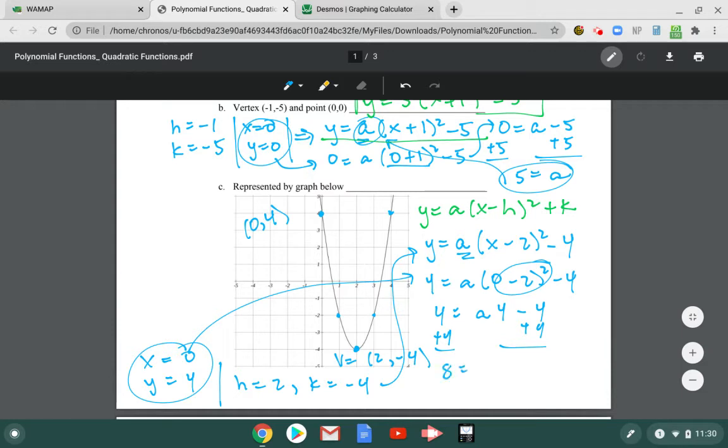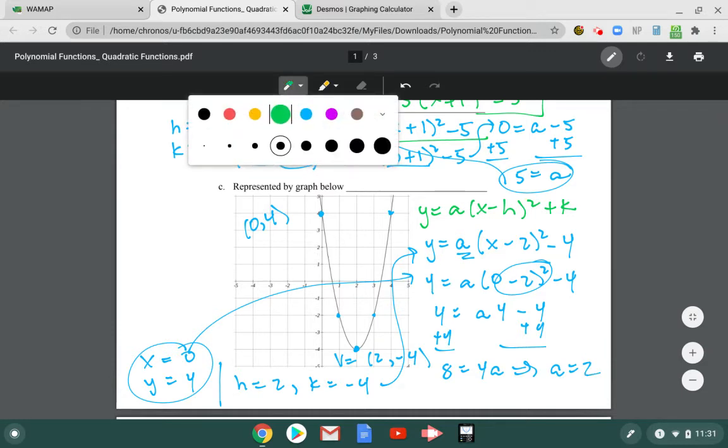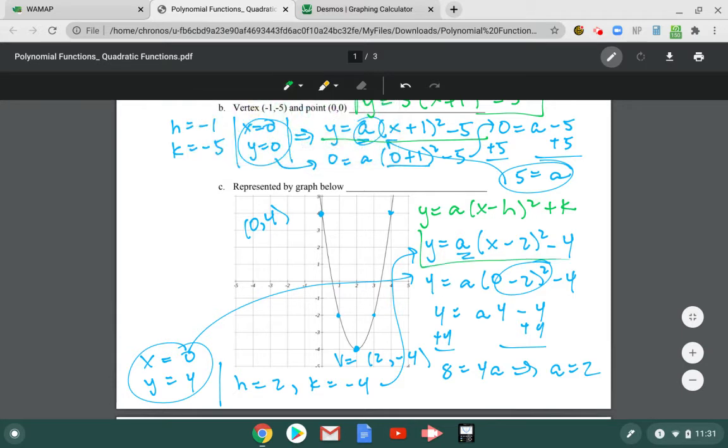We get 8 is equal to 4a. Divide by 4, a is equal to 2. So up in our vertex form that had the vertex in it, I've got a now as well, and that's going to be a 2. I'm going to actually write it off to the side here because I've got a little more room. y is equal to 2(x minus 2) squared minus 4.